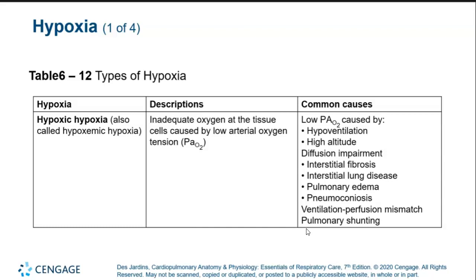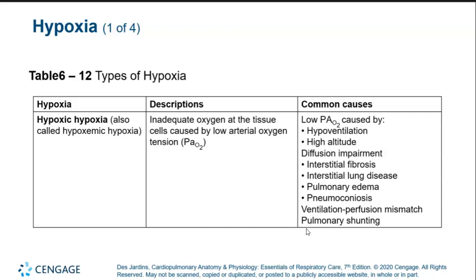Remember that partial pressures are going to be affected by barometric pressure. So as I increase in altitude, I'm going to have a decrease in my barometric pressure, which is going to ultimately decrease my partial pressure of oxygen in the alveoli, and thus decrease my partial pressure of oxygen in the arteries. Okay.